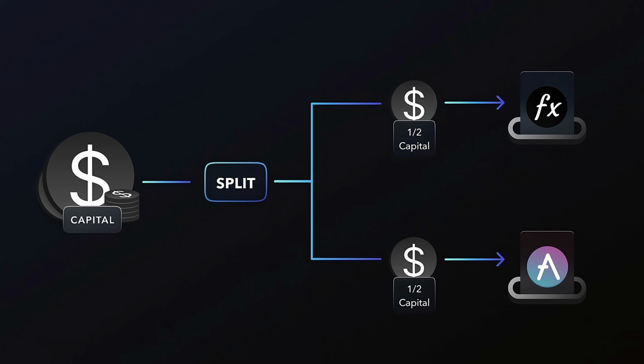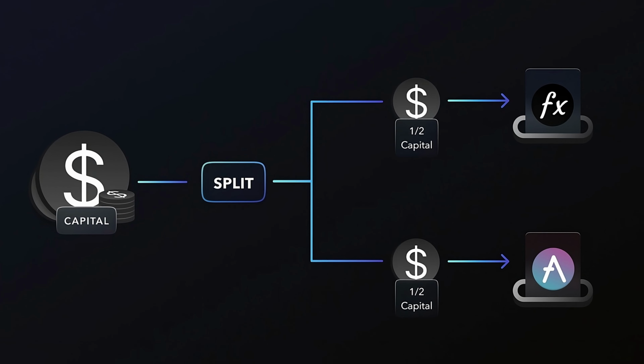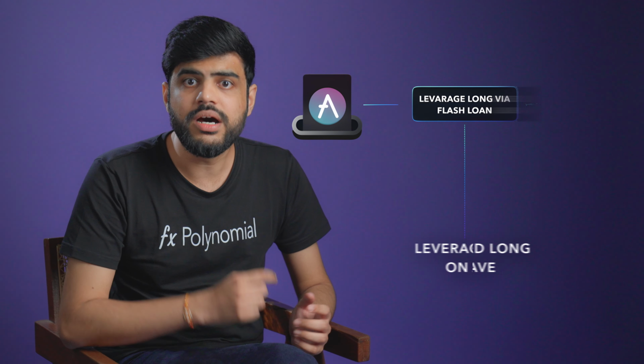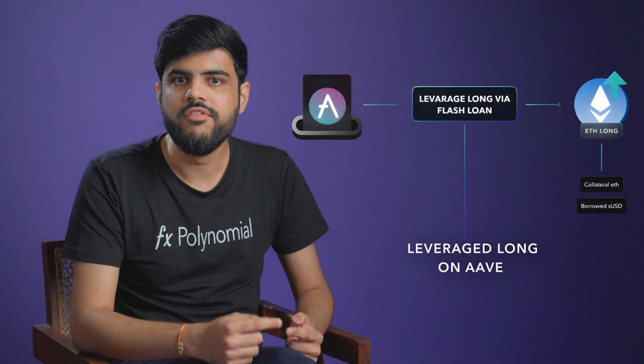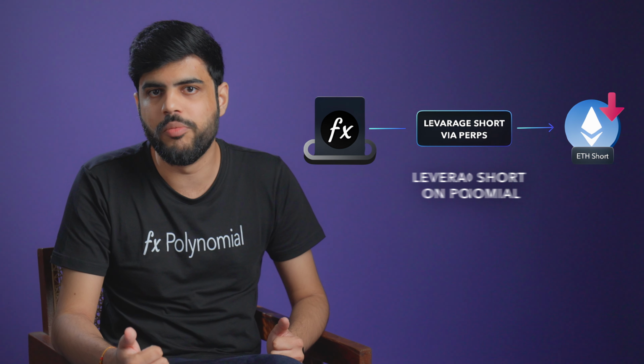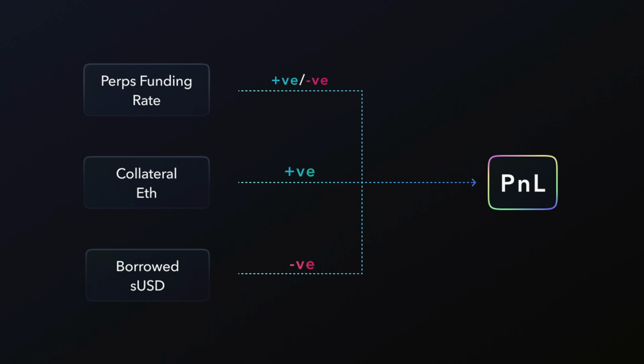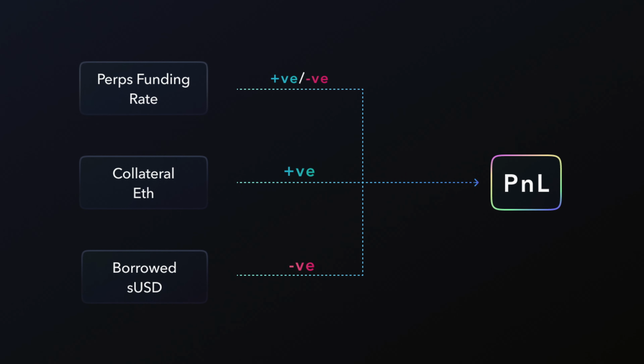The way this works is that the capital deposited into Polynomial Strategies is divided into two equal parts, one for going long on Aave and the other for going short on Polynomial. Then a leveraged long is created on Aave with equal size as the short position, and a leveraged short is created on Polynomial. This resulting overall position is delta neutral, and the profit is calculated as the sum of Polynomial funding rate and Aave collateral yield minus the Aave borrow yield.